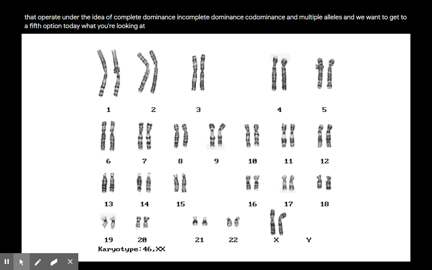What you're looking at here is a picture of somebody's chromosomes. That picture is called, as it is labeled down below, a karyotype. What you're seeing here are 23 pairs of homologous human chromosomes.